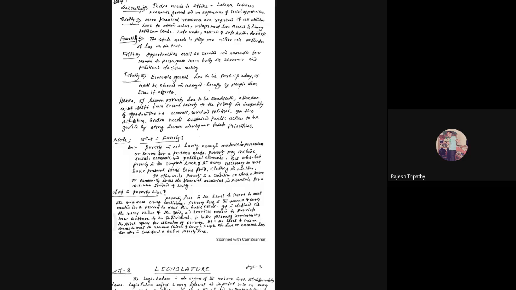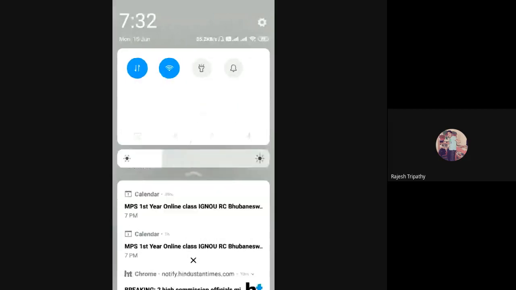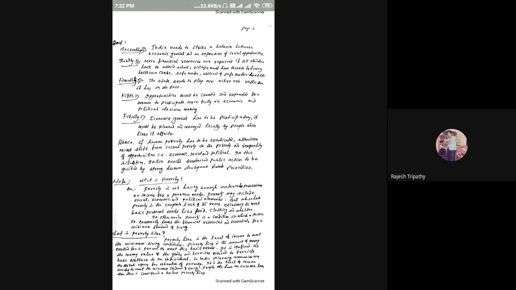Now those students might have understood the difference between poverty and poverty line. In this structure and the growth of economy, I have just given a detailed idea of how poverty is created and what measures can be taken by the government to eradicate poverty. Poverty cannot be solved only through income, because there are so many dimensions which cannot be solved through income only.